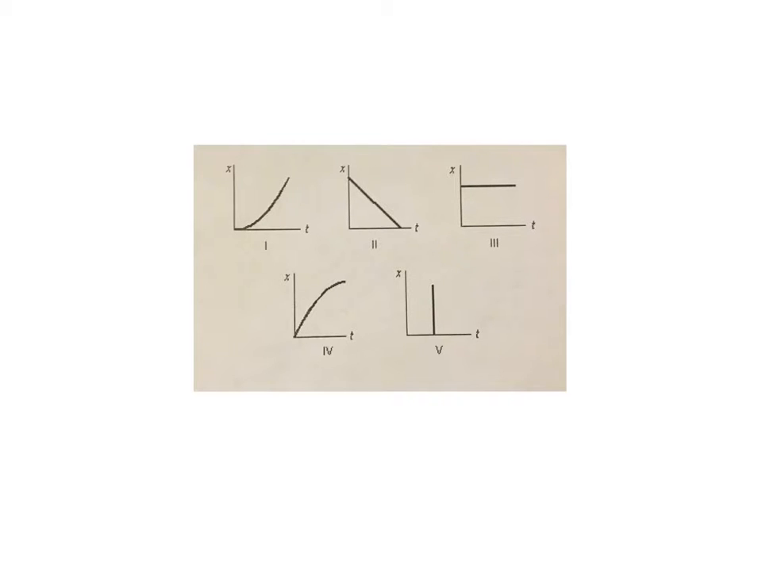So for graph number 1, it has a curved line, and curved lines on position time graphs mean that that object is moving, and it is moving with acceleration. So that means it does not have a constant velocity. With this particular curve, the slope is getting steeper as it goes through the curve, which would mean it's speeding up.